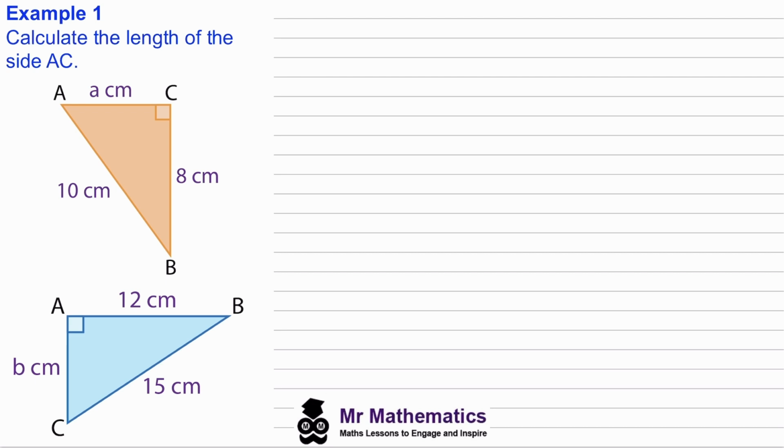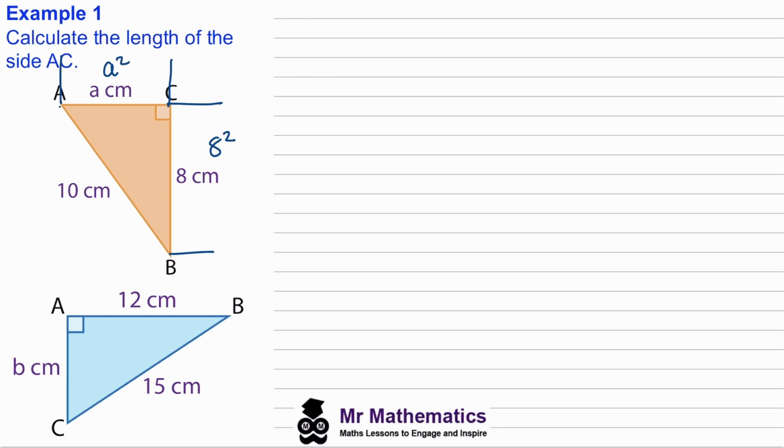So if we begin with example 1, we've been given this right angled triangle and we need to work out the length A to C. And we're going to use Pythagoras' theorem. So if we draw a square on each of these sides, then the area of a square on A to C will have an area of A squared. So we're just multiplying this by itself. And the area of a square on this side will be 8 squared.